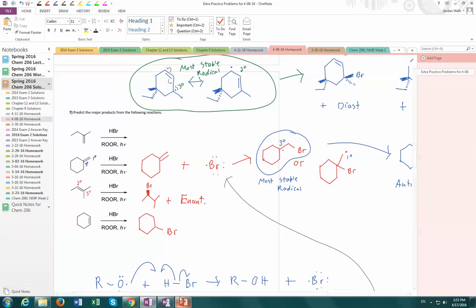We could also have the double bond in the ring. And so in the case that I've given you, it's just cyclohexene. And so there's no difference between those two carbons, right? So whether you add to the top carbon or the bottom carbon here, you're ultimately going to end up with an achiral product there. So there's still only one thing you can make.